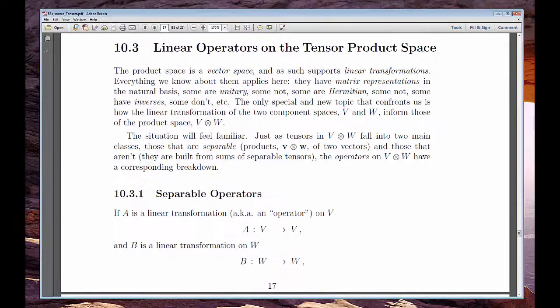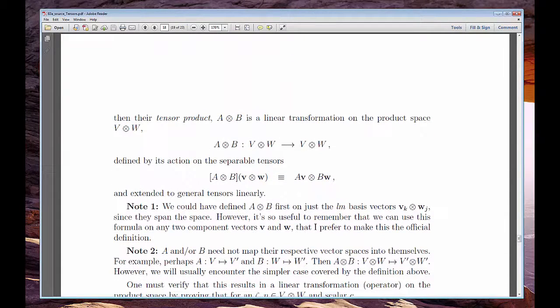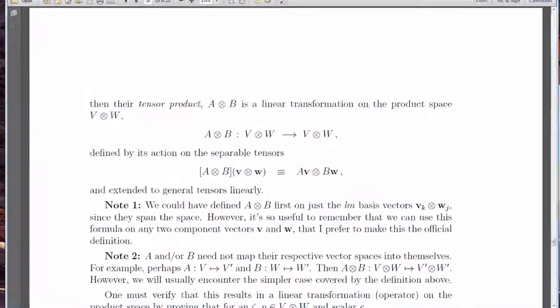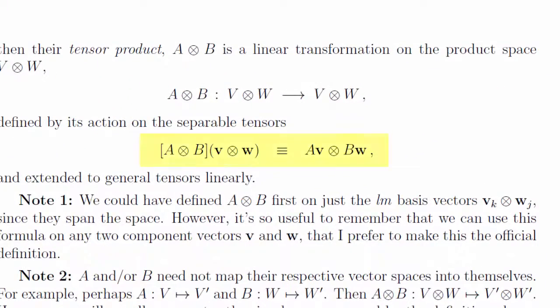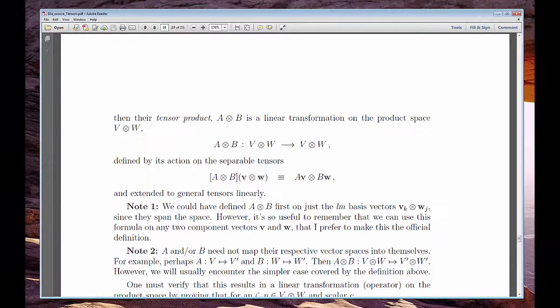The next big topic is linear transformations, or operators of the product space. It works very much like vectors. We first form separable transformations, which are induced by individual operators on each component space. But there are many transformations in the product space that are not separable. Those can only be formed by adding separable operators.